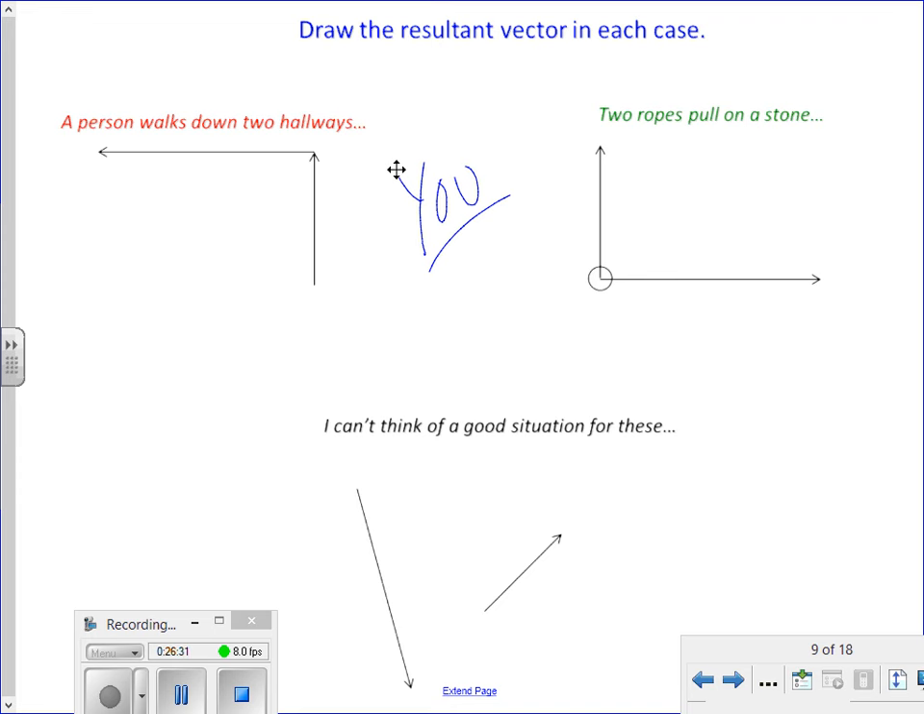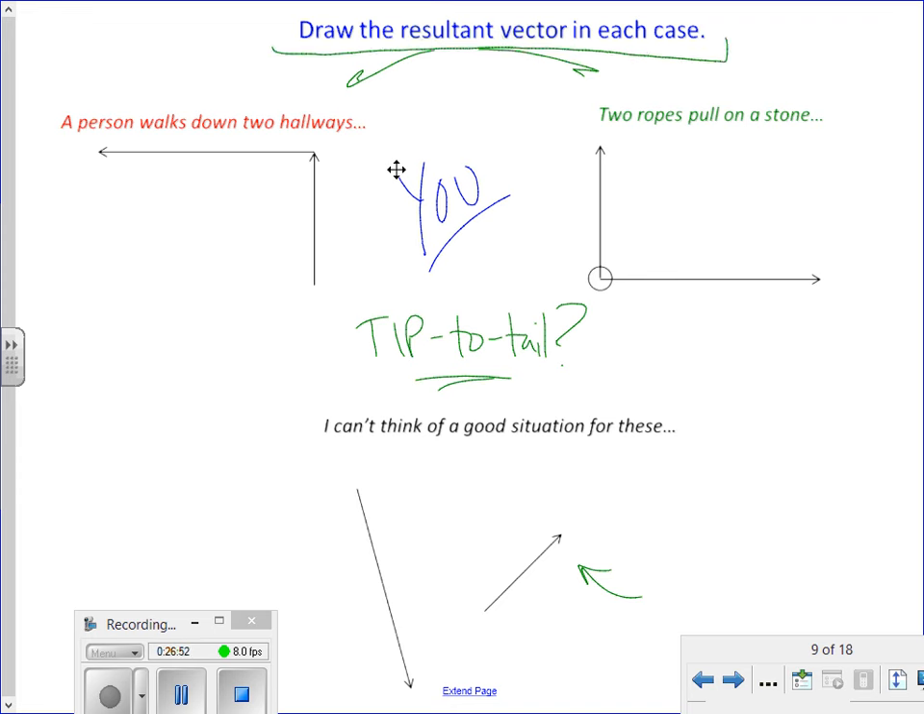All right. Just make sure and ask yourself: are they drawn tip to tail? These definitely are not. Of these, one is and one isn't. So just be careful when you're trying to draw the resultant vector in each case. Okay.